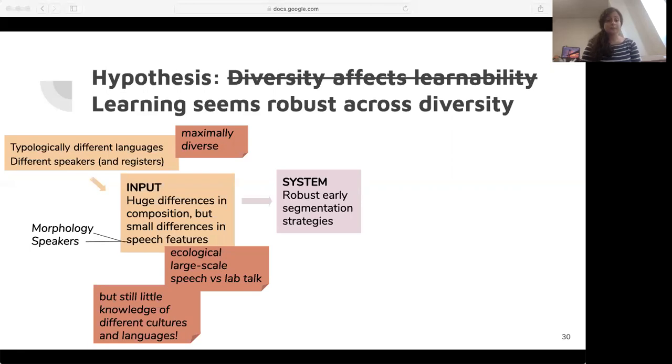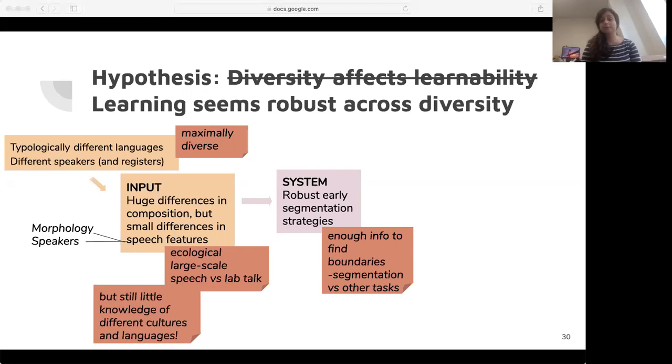With respect to the system, early segmentation strategies seem to be robust, and the input that we had in the database provided enough information so that they can have a head start in finding some boundaries. Of course, this only applies to segmentation as it was studied here. There are several other tasks, such as further acquisition of vocabulary and grammar, which may have different prerequisites in input.